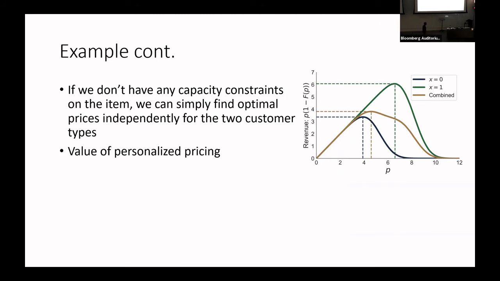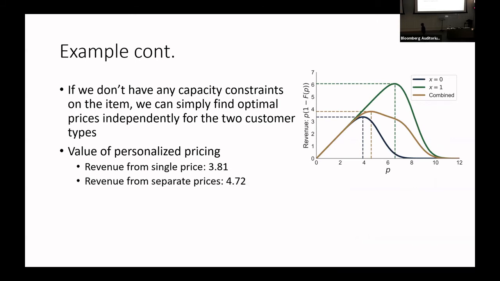Okay. In this simple example, what's the benefit from personalized pricing? The revenue from the single price is the height of the brown line, and it's 3.8. The revenue from the separate prices, which is not on this graph, is 1/2 the revenue from the green, because they make up about half my population, plus 1/2 the revenue from the blue. So my revenue from separate prices is about 4.7. I didn't eliminate all noise by conditioning on the covariates, but I reduced the noise. I have 2 separate distributions, and I price separately, and then I gain something.